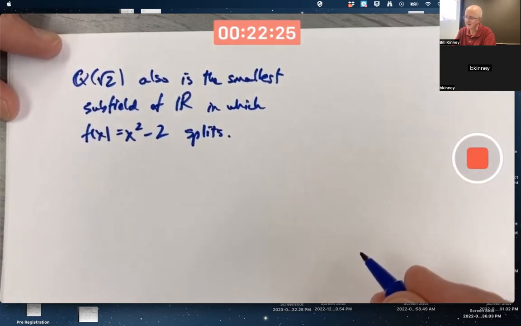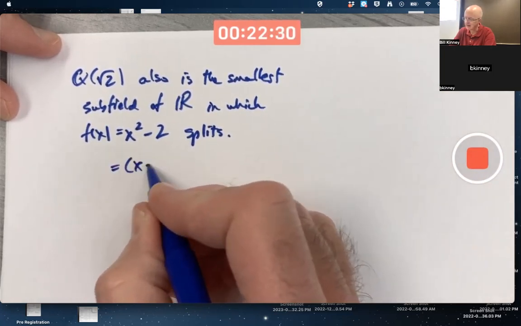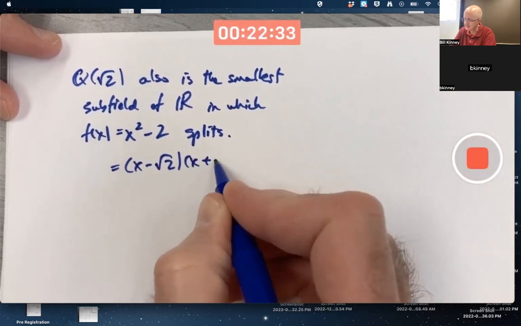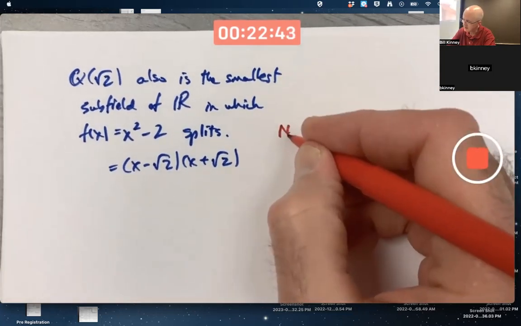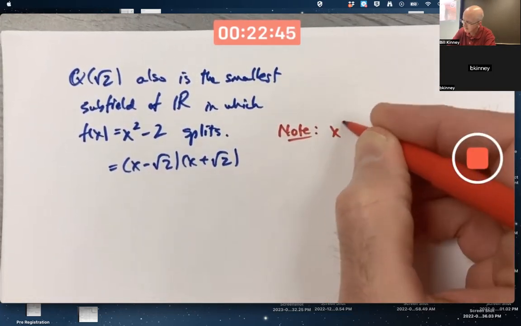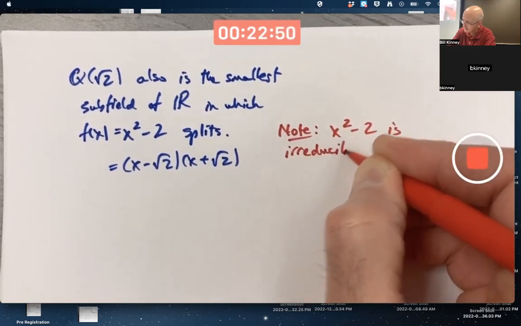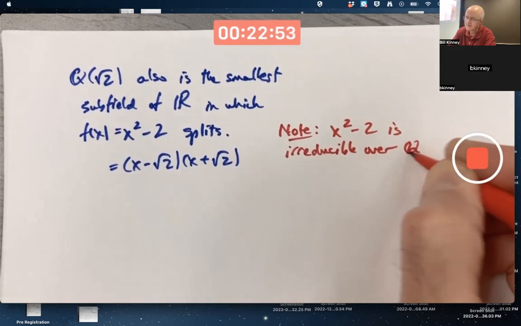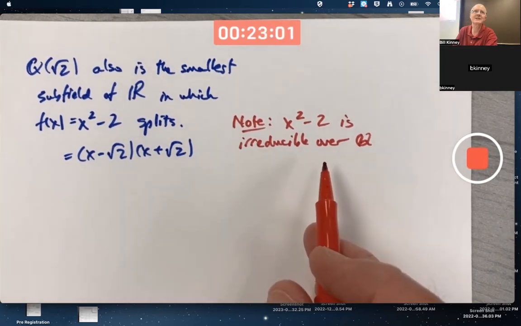What does it mean to split? It means we can completely factor it as x minus square root of 2 times x plus square root of 2. Note, x squared minus 2 is irreducible over the rationals. It's degree 2. It doesn't have any rational roots. That would be enough to show it's irreducible. You actually could apply Eisenstein's criterion as well to this.